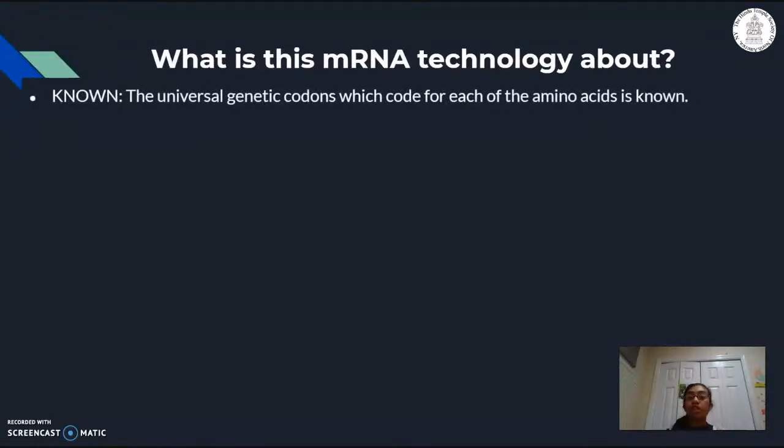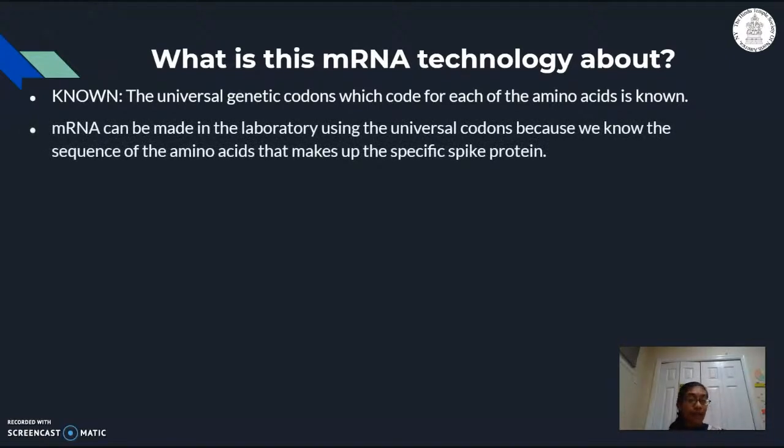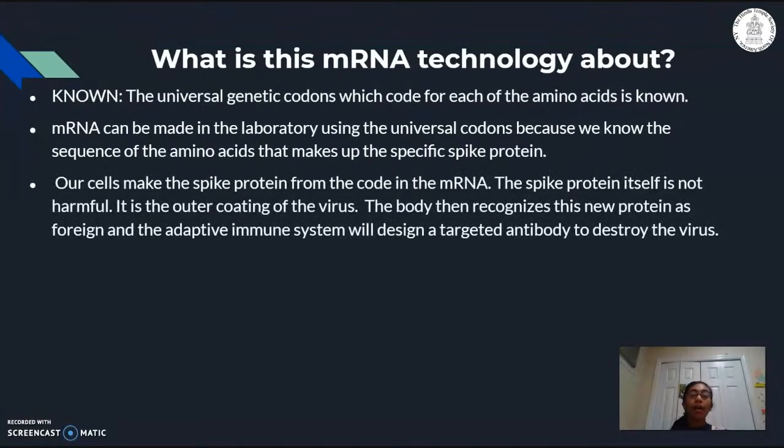The universal genetic codons which code for each of the amino acids are also known. mRNA can be made in the lab using the universal codons because we know the sequence of the amino acids that make up the specific spike protein. Our cells make the spike protein from the code in the mRNA. The spike protein itself is not harmful. It is the outer coating of the virus.